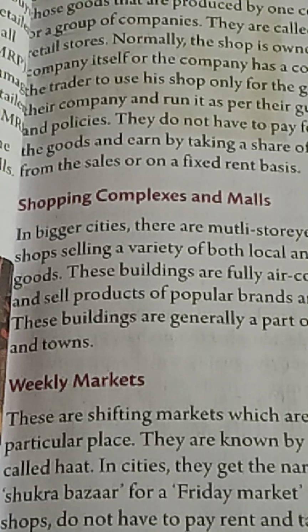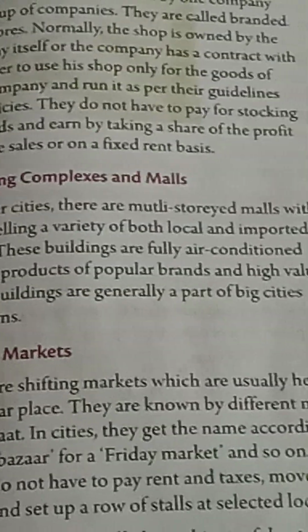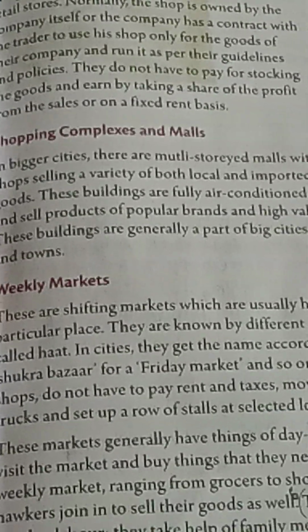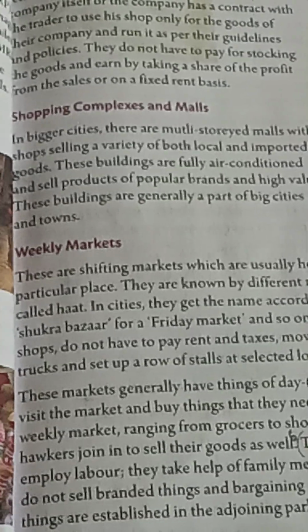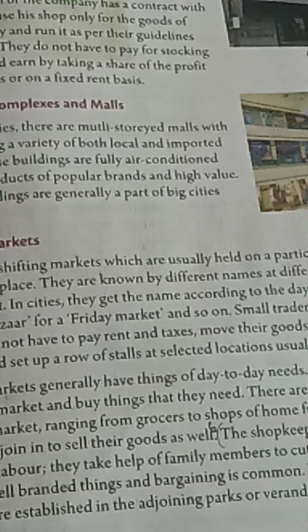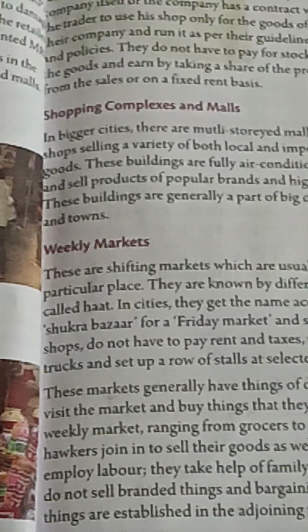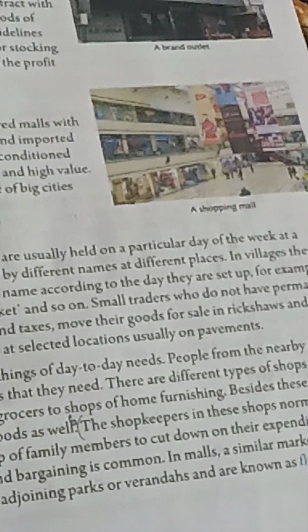Shopping complexes and malls. In bigger cities, there are multi-storied malls with shops selling a variety of both local and imported goods. These buildings are fully air conditioned and sell products of popular brands and high value. These buildings are generally a part of big cities and towns. So we have a shopping mall to see here.